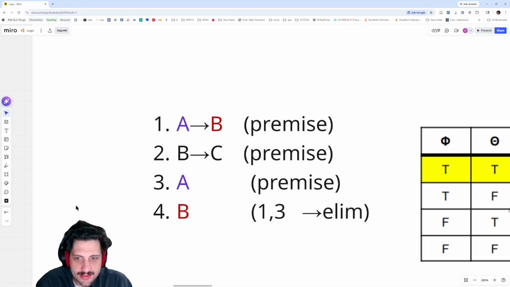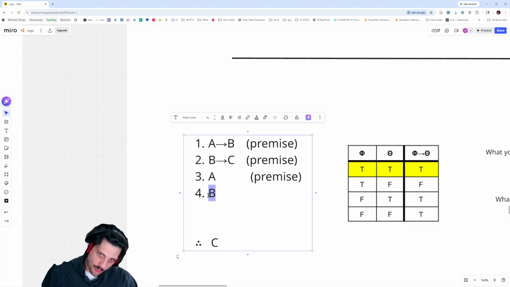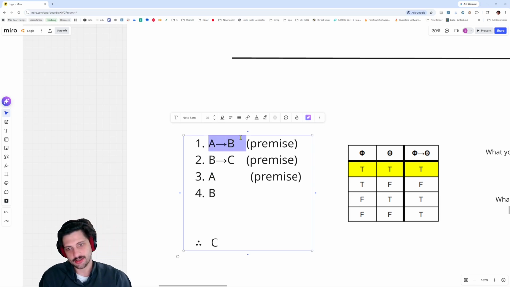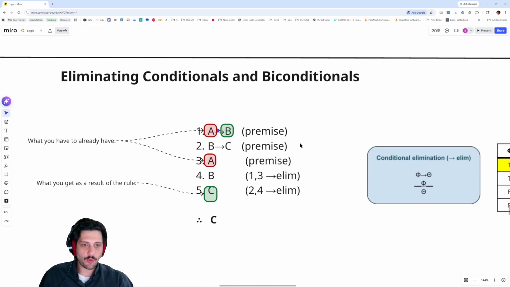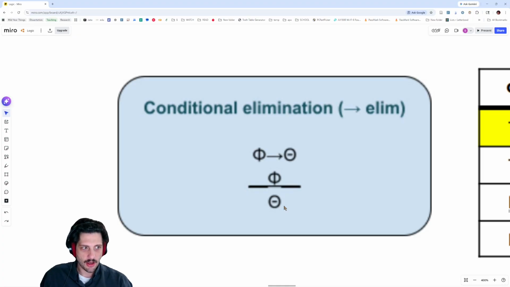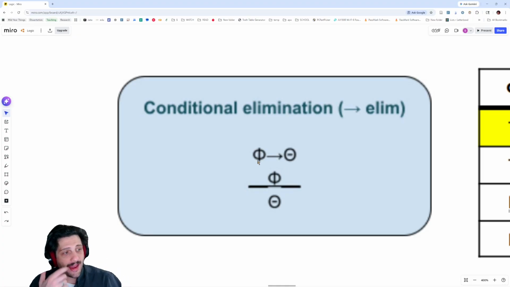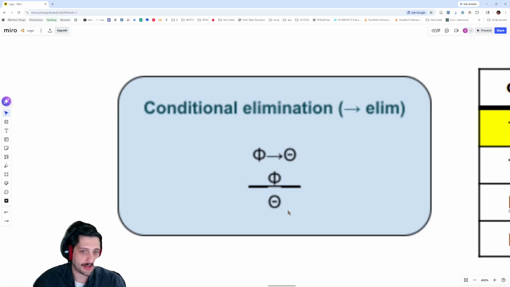So that's the idea. Just like before, the only way that B is false is if either A wasn't true or A doesn't actually lead to B, right? And that's exactly what we mean by conditional elimination. We're going to say, if we have that A leads to B, or that phi leads to theta, and you know that phi is actually true, that A is actually true, then you know that theta has to be true. Right? That B has to be true. If you know that one thing leads to another and the one thing is true, then the other thing has to be true. The only way that that other thing isn't true is if either the first wasn't or the first doesn't really lead to the second, right?